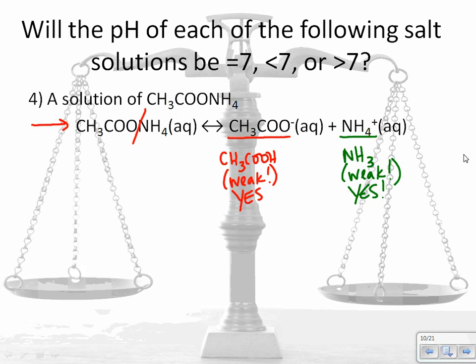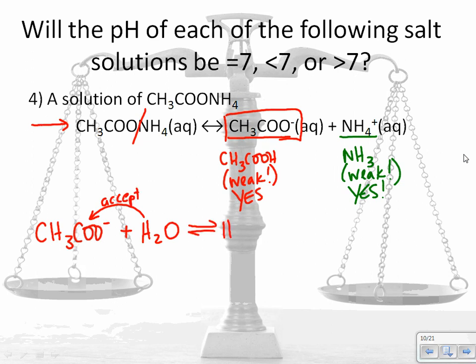So we're going to do the first one in red. I'm going to take this ion here and show what happens when it hydrolyzes in water. So if I have CH3COO- and I add H2O to it, it's going to accept a proton and act like a base. And we're going to make CH3COOH plus OH-.